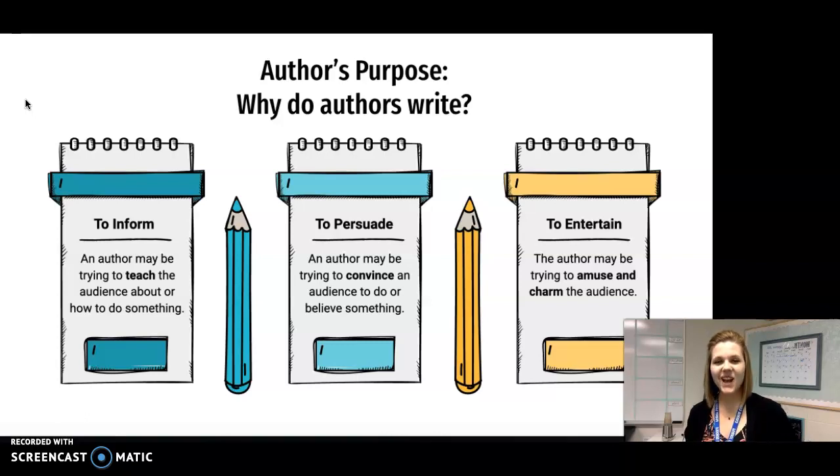So first, let's talk about author's purpose, or reasons why authors write. There's actually three main reasons why an author might choose to write. And that could be to inform, to persuade, or to entertain. So for instance, if an author is writing to inform, that author is trying to teach their audience about something. If an author is writing to persuade, the author might be trying to convince the audience to do or believe something. And lastly, if the author is writing to entertain, the author might be trying to amuse or charm the audience.